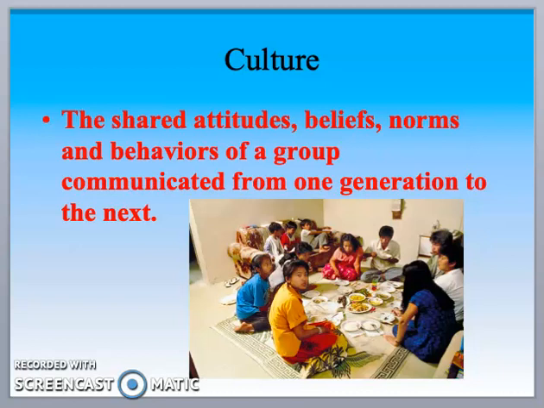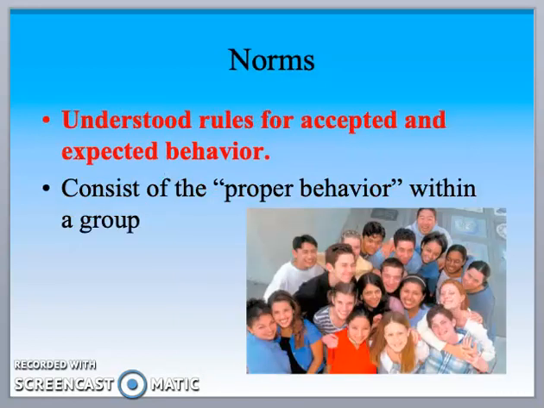Culture is also going to have a big influence on your beliefs, norms, and behaviors. And this is nurture, the way you're brought up, your religious beliefs, your communication beliefs, how you do certain things and what you believe. And lastly, the norms, the rules for accepted and expected behavior. This is dealing with nurture. Nature deals with our genetics.